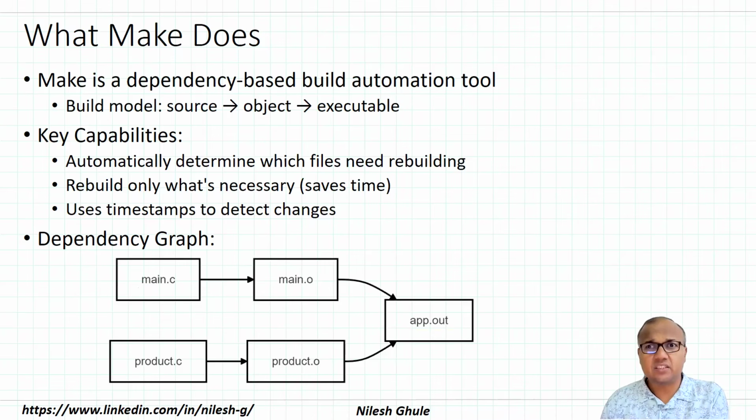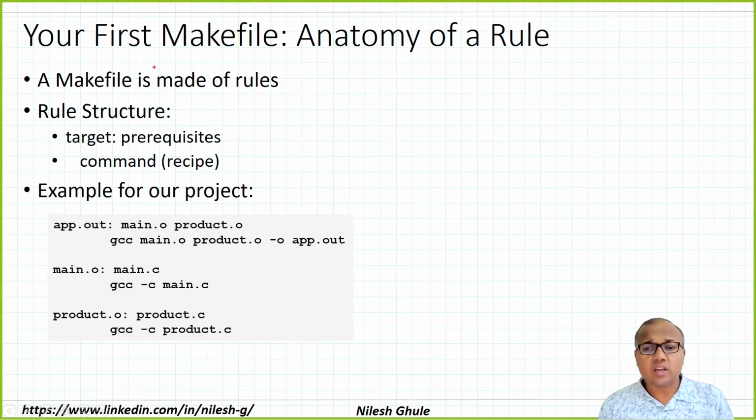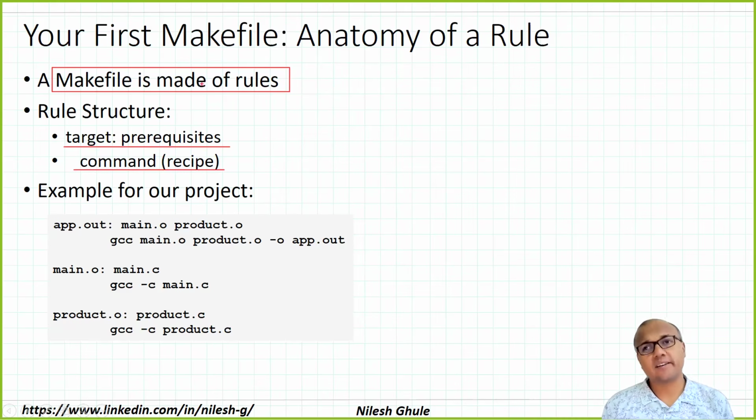We create this dependency graph in a file called a Makefile. The Makefile contains a set of rules. What exactly is a rule? The rule is basically telling which file you want to create, and which files it depends on. These are called the prerequisites or dependencies. And to create the target file using the prerequisites, which command is to be used? That is also called a recipe.